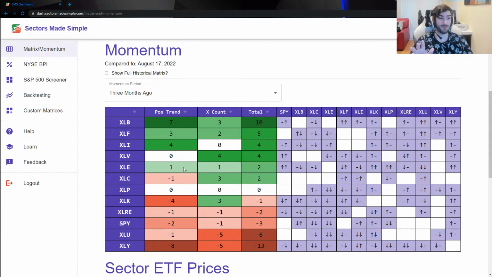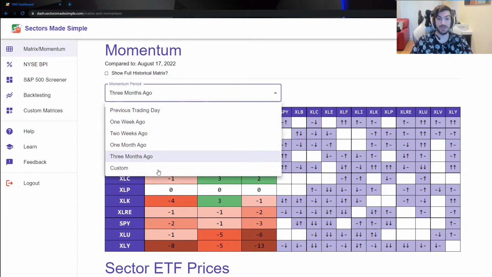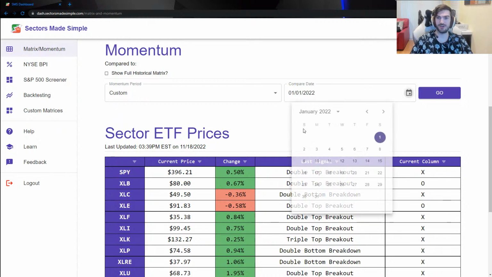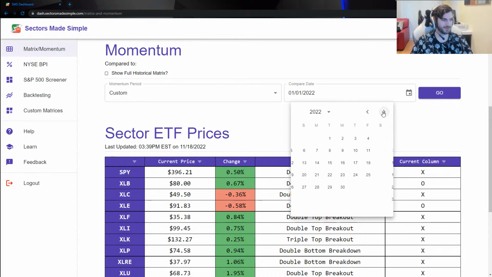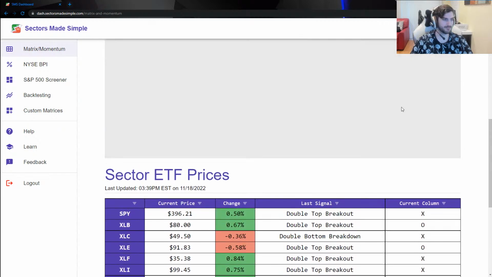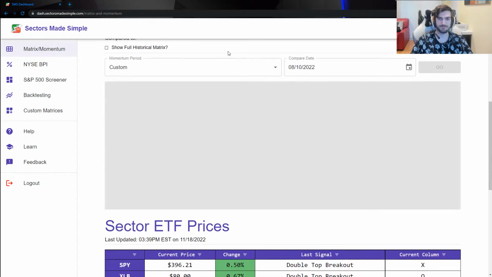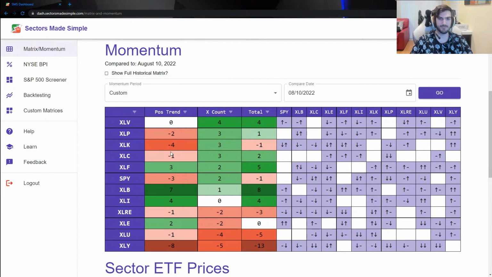Again, if what I just said was completely different language, this is 3 months and 1 week. Ooh, I like that. All right, for that we use custom momentum. So we're going to go three months and 1 week, which would be August 10th. And click on X count. Let's do that. That is the momentum compared. That is the sector relative strength from yesterday, Thursday, November 17th, compared to August 10th, 3 months and 1 week ago.